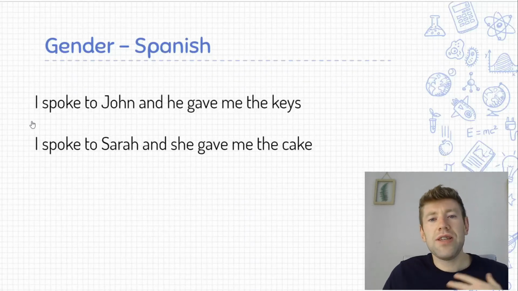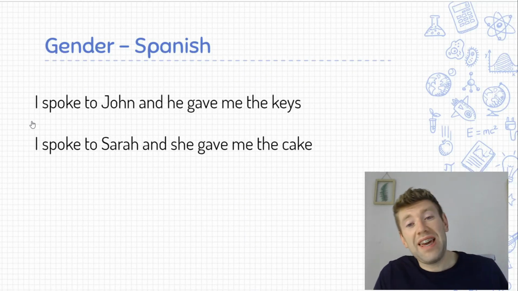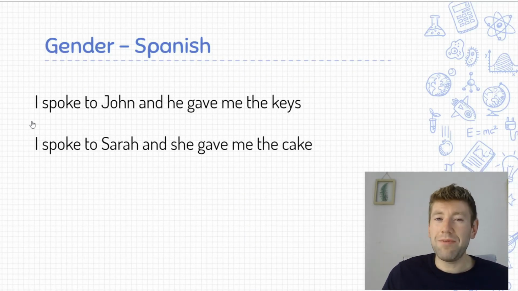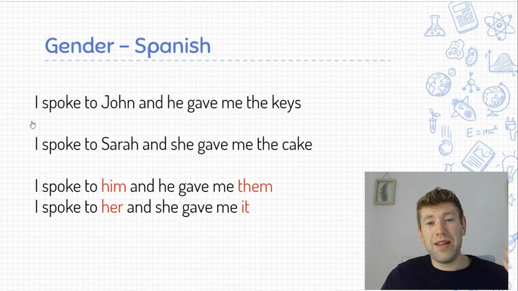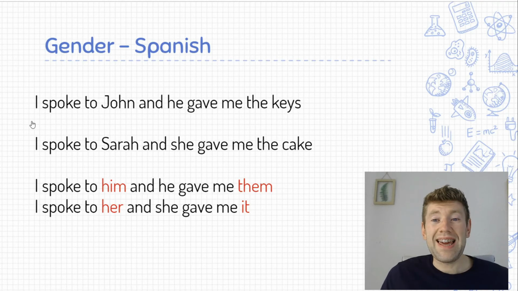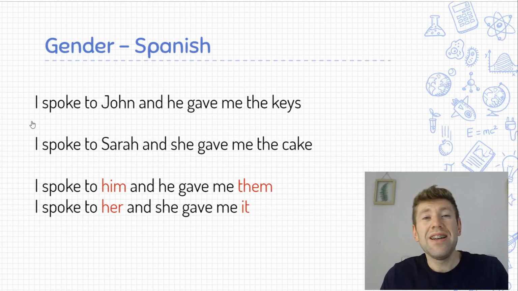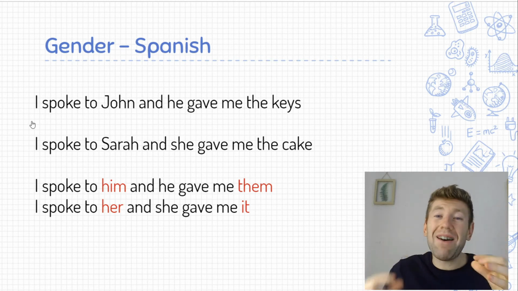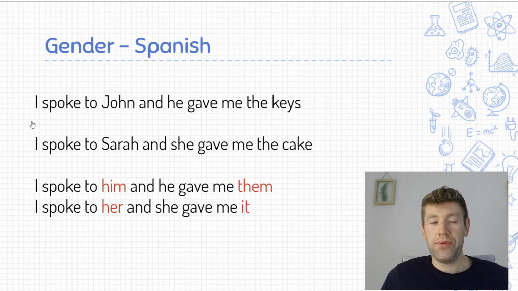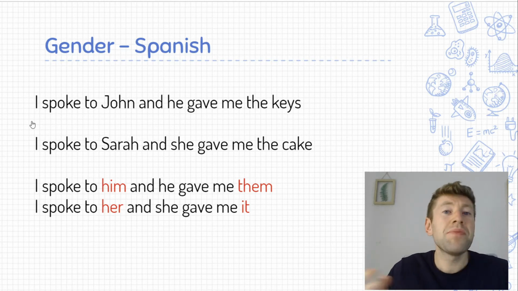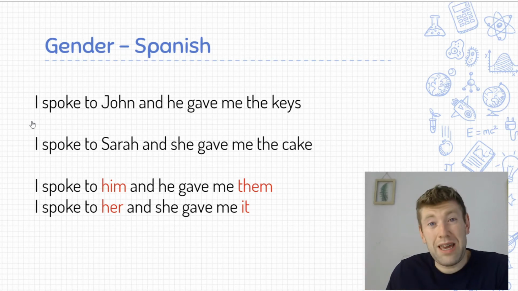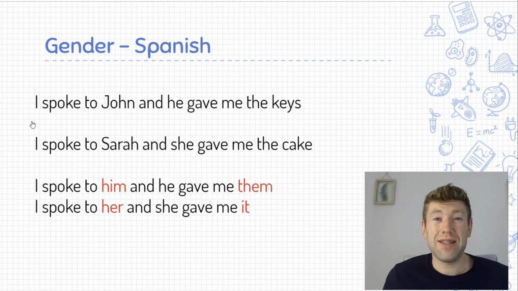So, for example, if you said, I spoke to John and he gave me the keys, or I spoke to Sarah and she gave me the cake, we can replace these with different words. For example, I could say, I spoke to him and he gave me them, or I spoke to her and she gave me it. So, these little words have to change because of the noun. Do you know whether it's masculine or feminine, like him or her, or whether singular or plural, like it or them? We think of it the same in Spanish, it's just they have a lot more variations.